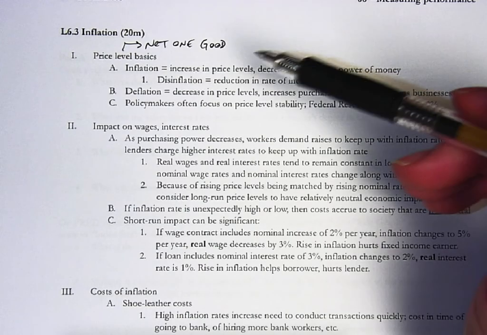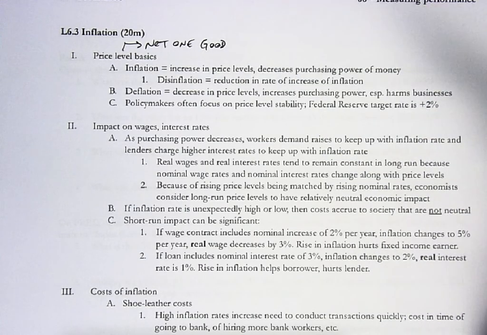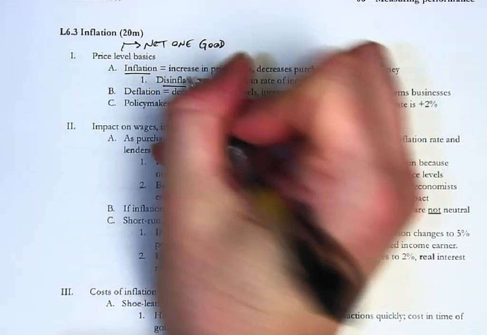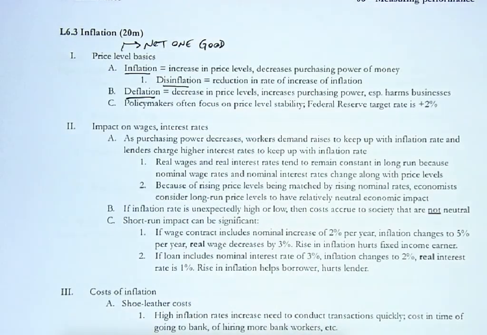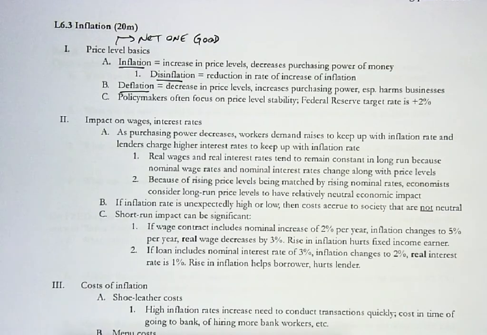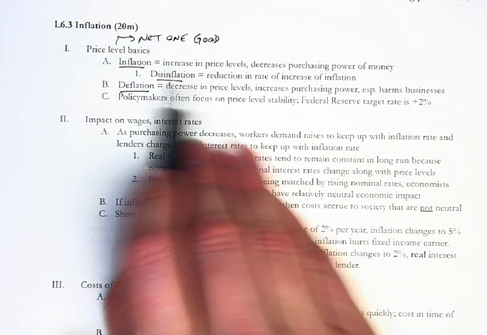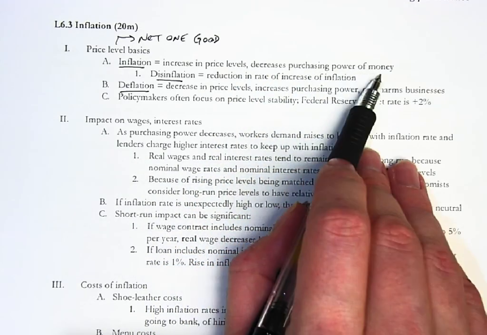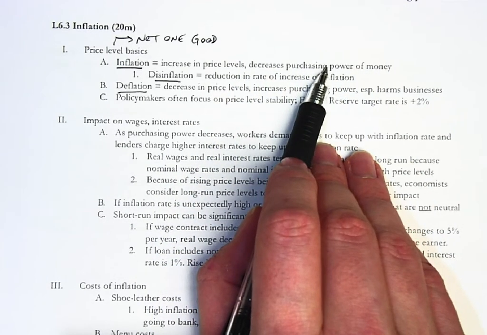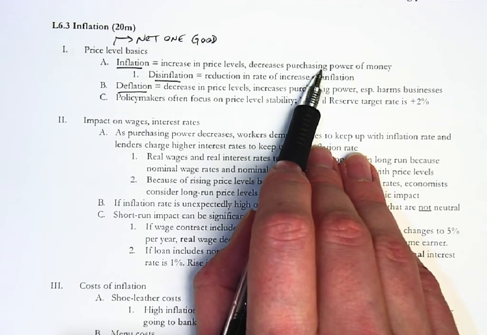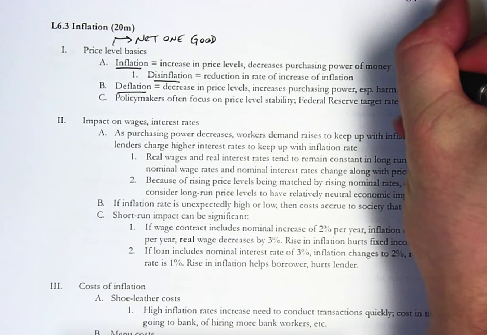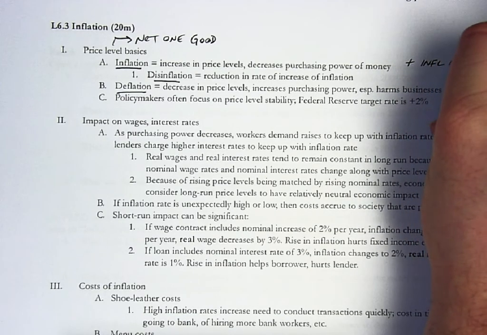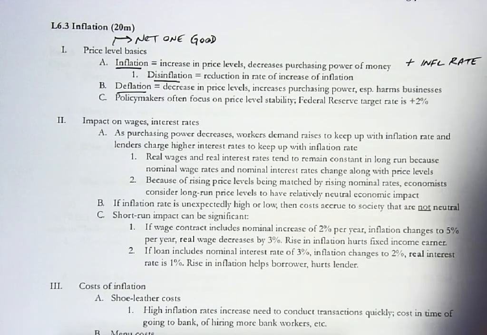Now, there are three terms to know about when it comes to price levels. The first is inflation, the second is disinflation, and the third is deflation. And they each have very different meanings. Now, inflation just means that price levels are increasing. This has the effect of decreasing the purchasing power of money. What that means is that your dollars do not buy as much as they used to. So this would be equivalent to a positive inflation rate, right? A positive inflation rate. That's what that means.